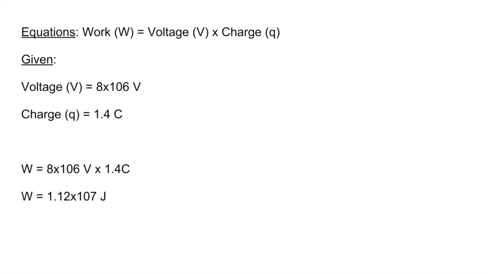All right. So again, the equation you're going to need is work, so voltage times charge. Pretty simple. You use the equation for voltage, which was work divided by charge, in order to find the work in this case. So you just rewrite the equation for work. The result would be 8 times 10 to the 6th volts times 1.4 coulombs. It gives you 1.12 times 10 to the 7 joules, because work is written in joules. That is what coulombs times volts is.